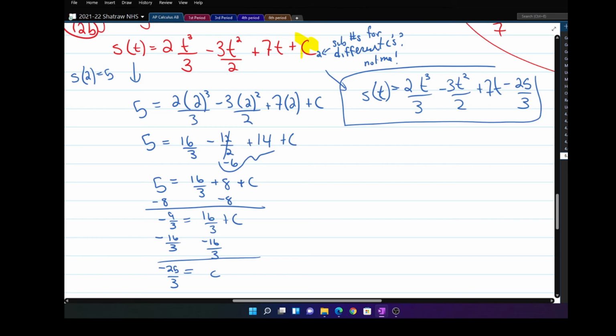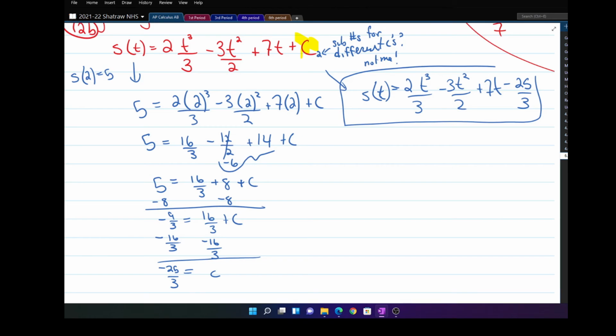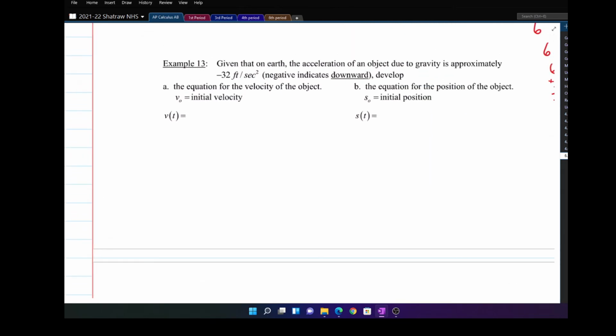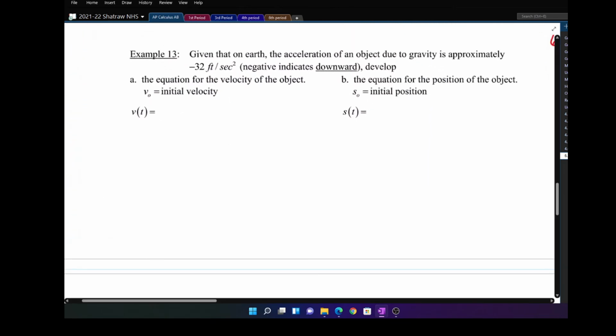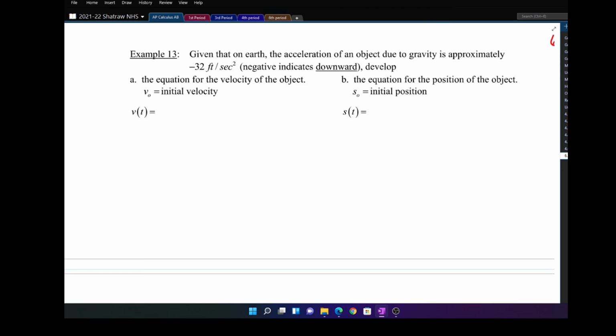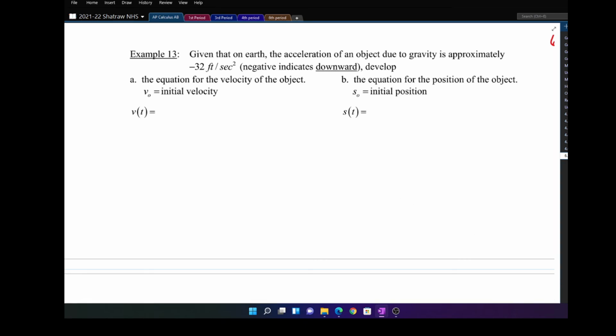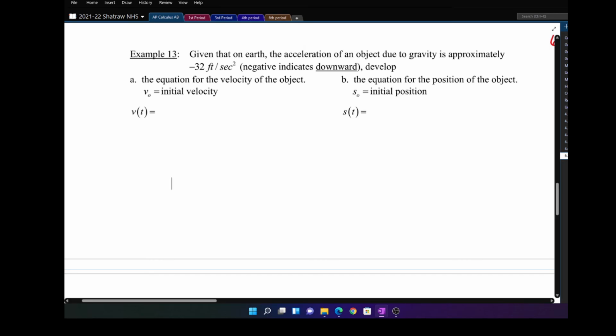Are we done yet? Nope. Looks like we got one more. Here it is, and I got room, so I'm going to do it. Given that on Earth, the acceleration of an object due to gravity is approximately -32 feet per second squared, negative indicates downward motion, develop the equation for the velocity of the object and the equation for the position of the object. These are generic formulas that we will then be able to use in physics.